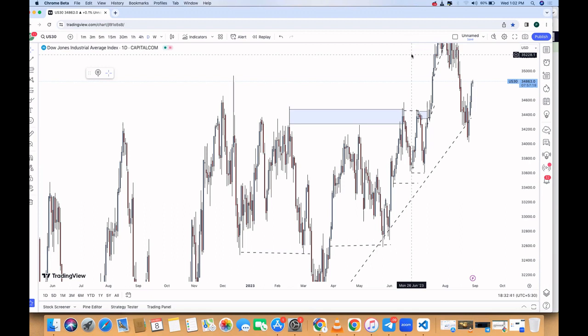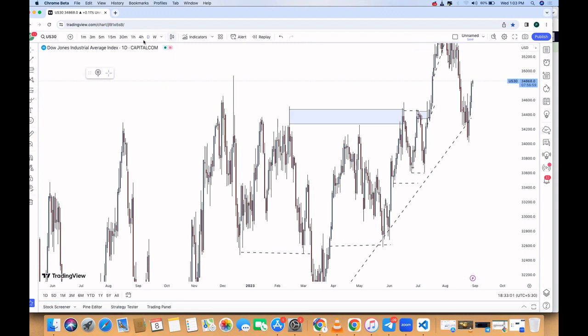So this is the analysis for the Dow Jones, and I think this will be the first trade after I made the previous video. So the first entry we'll be looking at will be the Dow Jones entry, the US30, commonly known as US30.